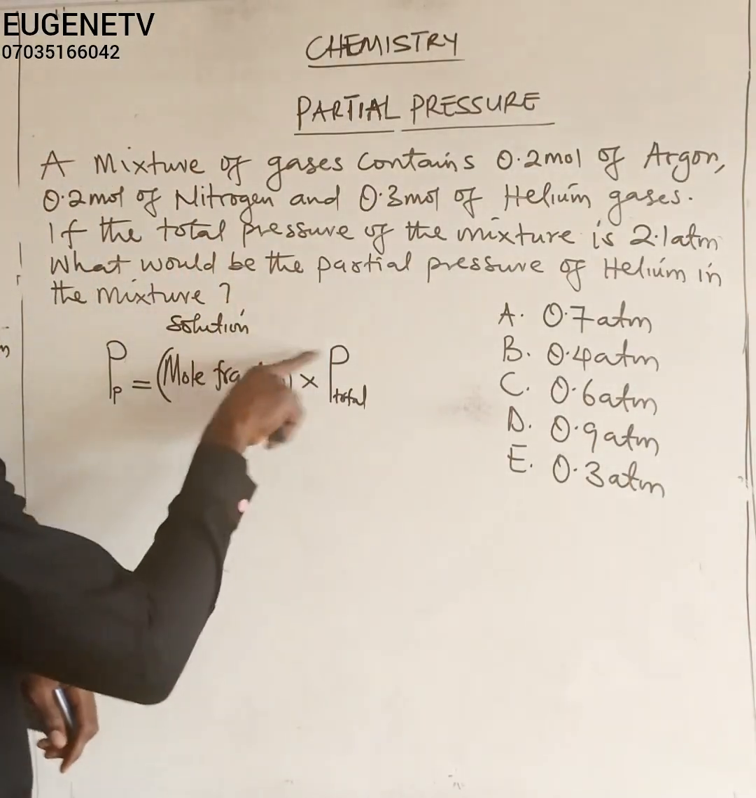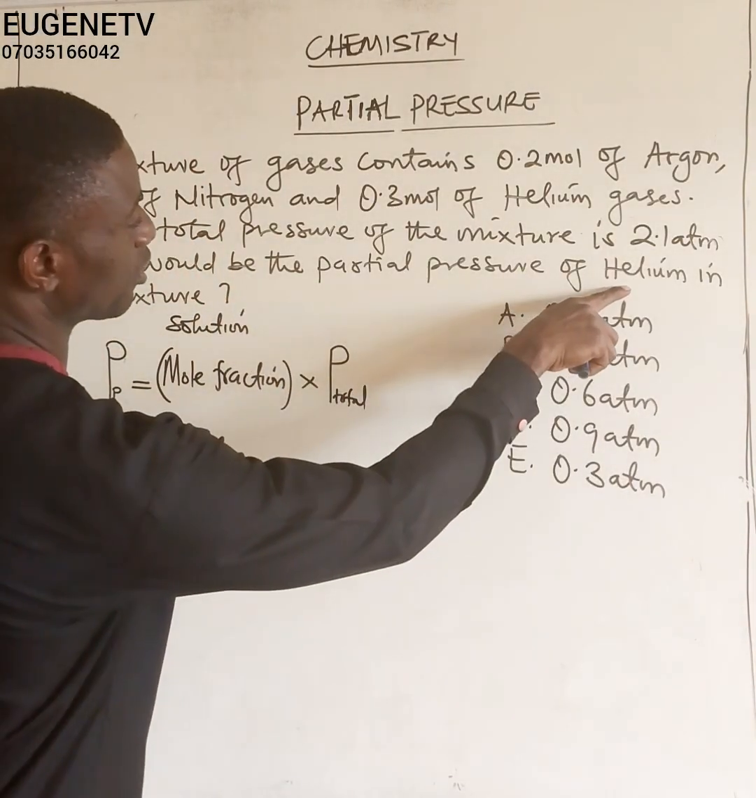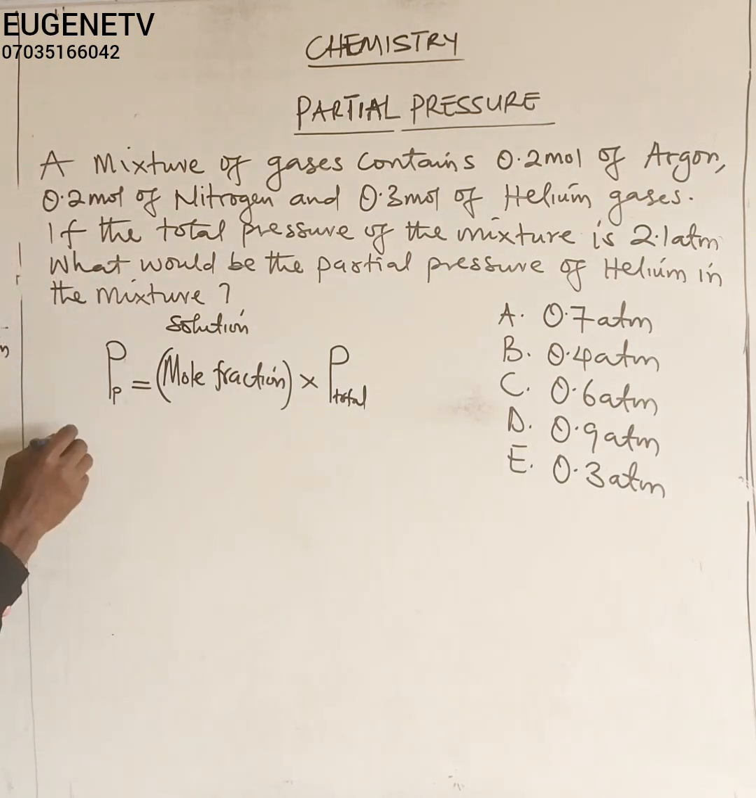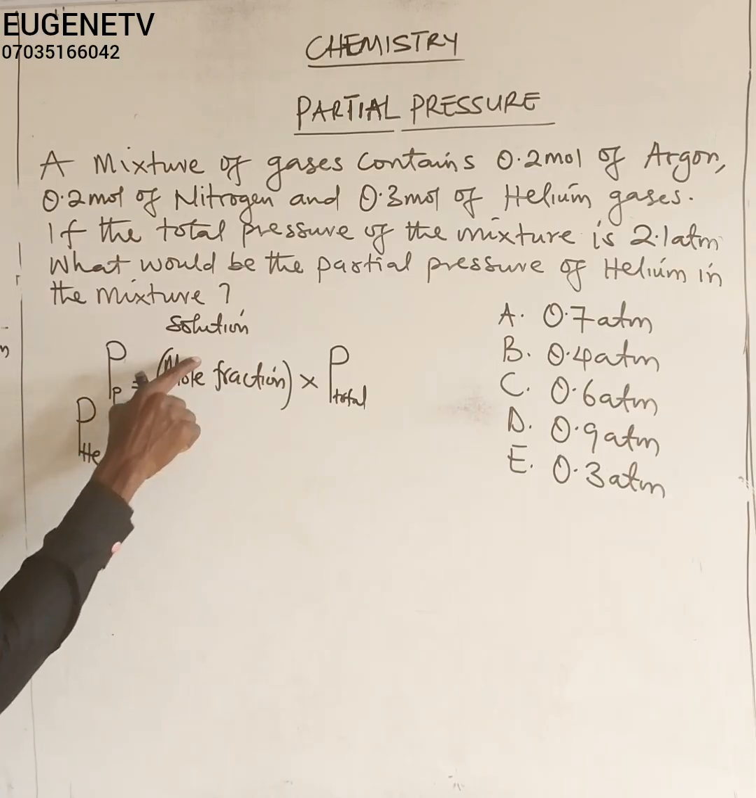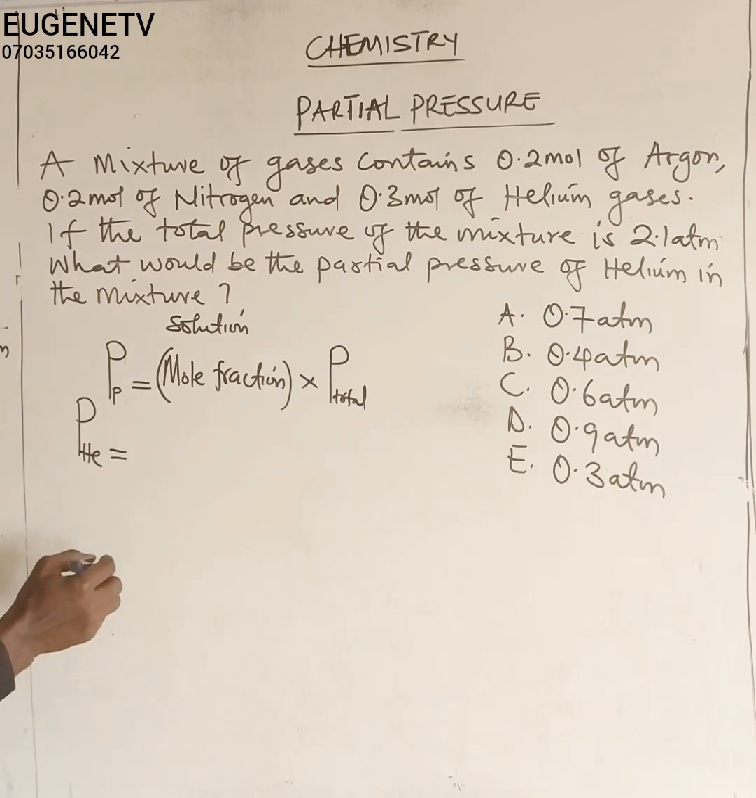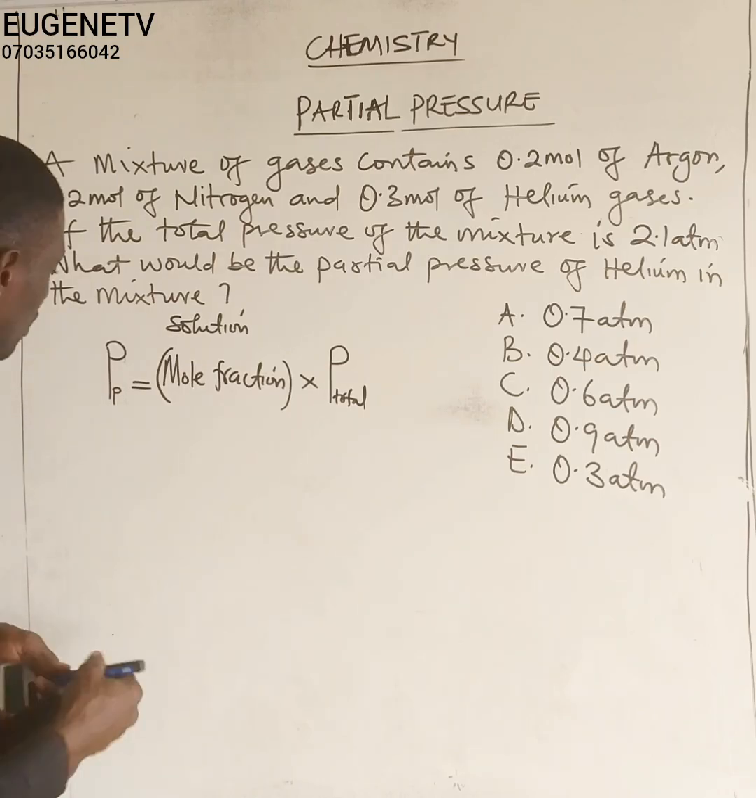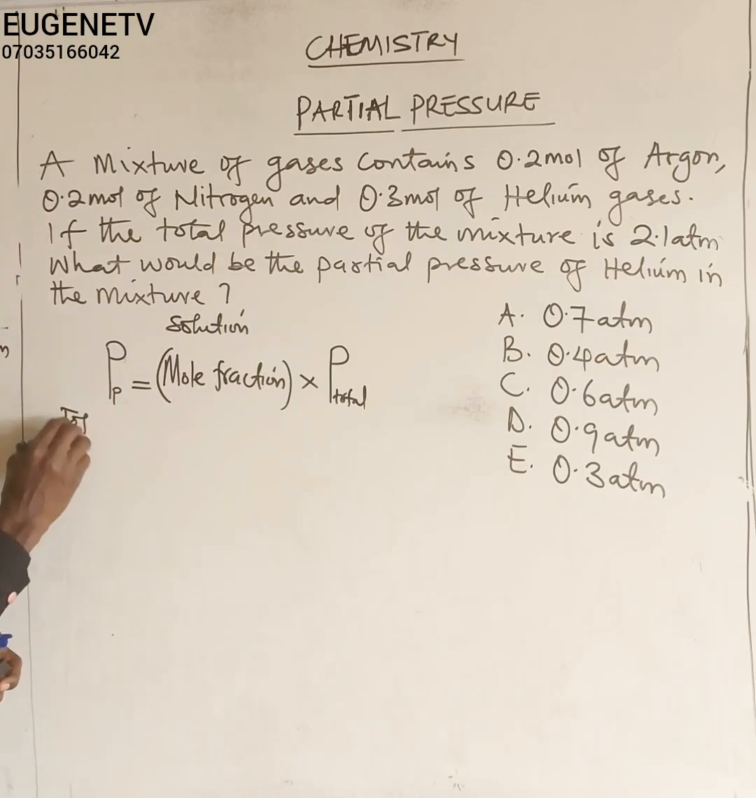In this case, you are asked to find the partial pressure of helium. So let us go this way. The partial pressure of helium, P helium, is equal to the mole fraction multiplied by the total pressure. Let me start off this way. Let us get the total mole of the mixture.